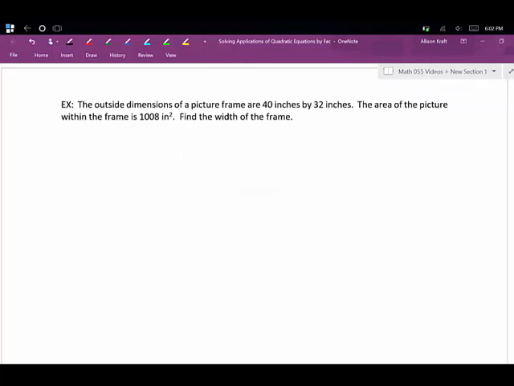Our next example says the outside dimensions of a picture frame are 40 inches by 32 inches. The area of the picture within the frame is 1008 square inches. Find the width of the frame. I'm definitely going to start with a picture. Here is the outside of our picture frame, and it measures 32 by 40 inches.